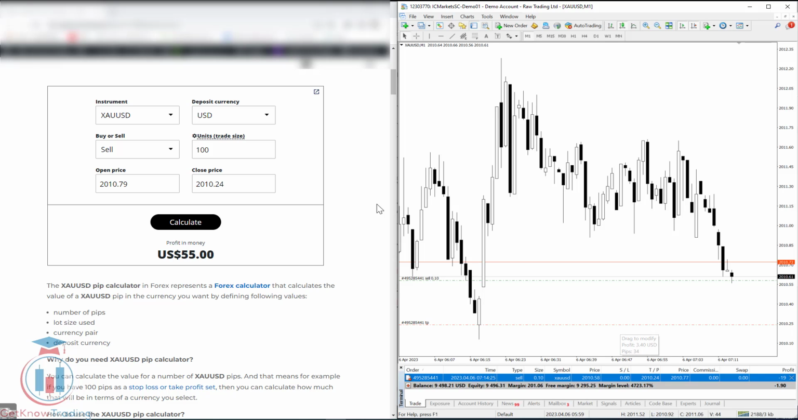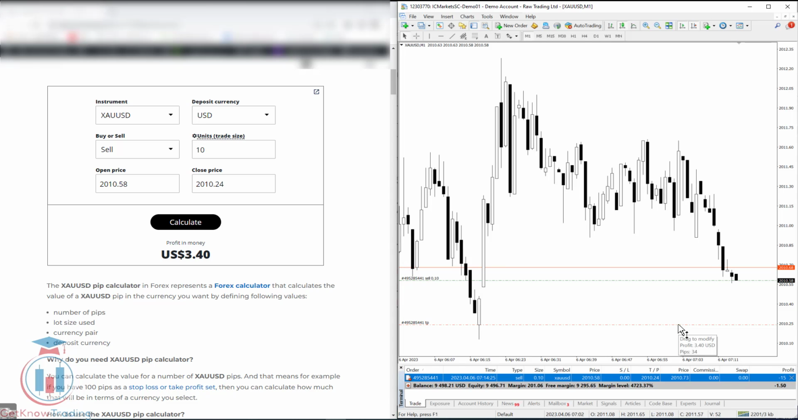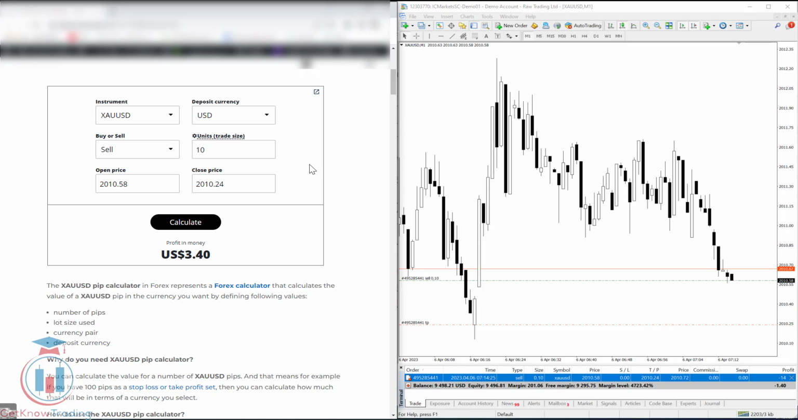When you go to the units in the calculator and change the lot size, and make the calculation with the entry 2010.58, you can see the pip value is 10 times less. So it's not $34, it will be $3.40, which is the same as on the trading platform. This gold pip calculator helps you calculate the pip value of a certain number of pips.